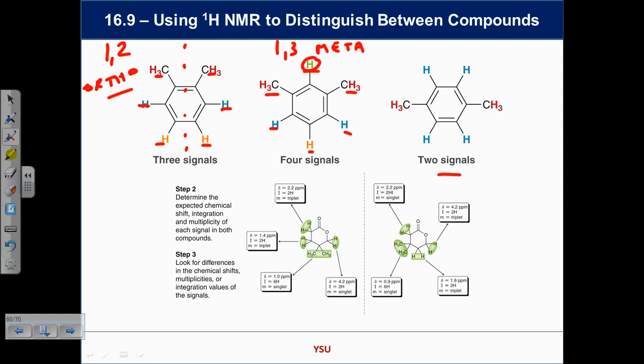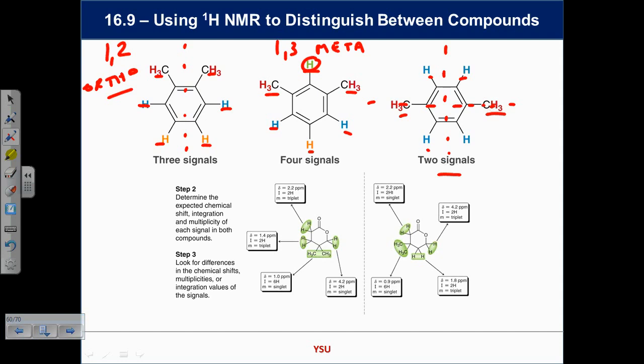It's symmetrical this way, and where else? Across. It's symmetrical across. So the methyl groups are equivalent, as they have been in the other molecules. And this hydrogen is the same as this one through symmetry, but it's also the same as that one through symmetry. So you only see 2 signals.